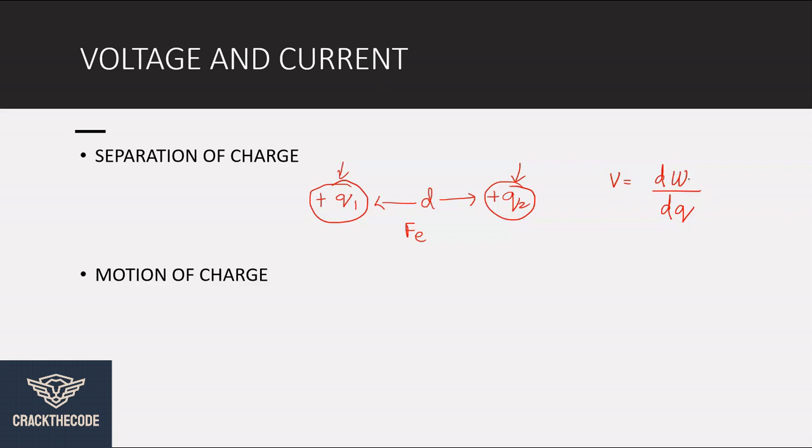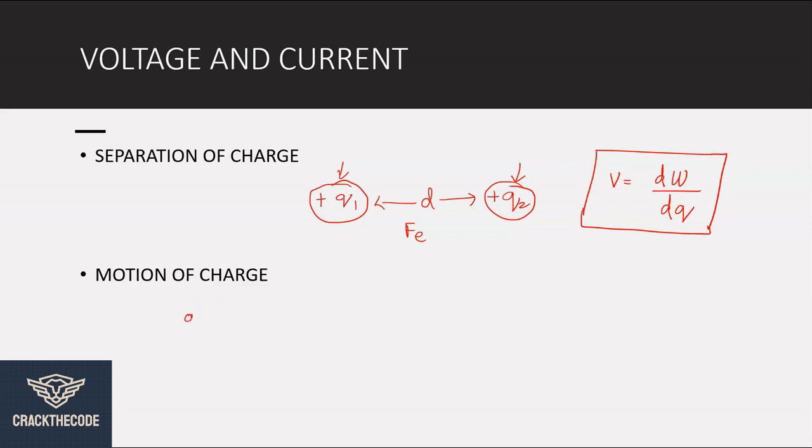Here dW is the amount of energy required by these two charges to stay in position, or in order to resist the electrical force that can bring them closer to each other or take them farther away from each other. Hence, this is a very important formula that we need to keep in mind.